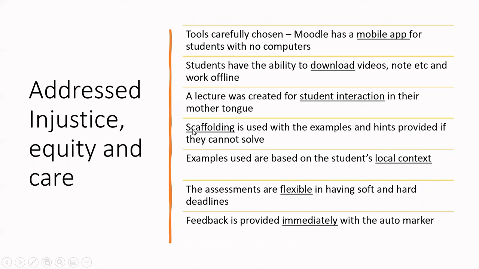When examples are given, scaffolding is introduced so that students are taken from the simple as they move towards the more complex. The examples are given with a local context that students can relate to. There's flexibility in terms of the assessment, some form of flexibility in terms of soft and hard deadlines, and there's immediate feedback that's provided in terms of the auto marker. These were some of the ways I felt that I've addressed injustice, equity, and care, as given by Fraser and Mahabali.